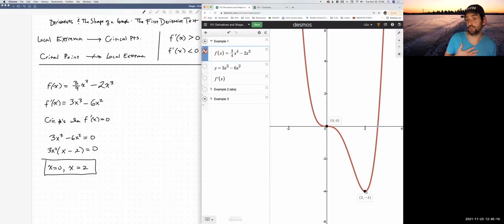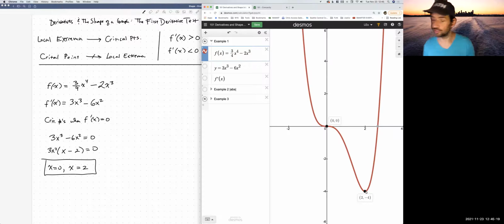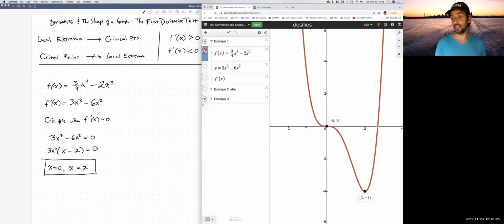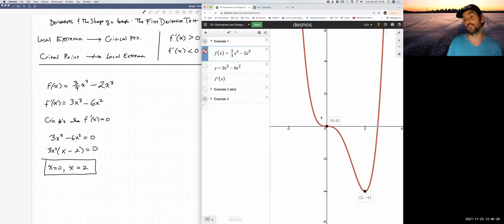What we see from this graph is that one of them is a local extrema. It turns out to be an absolute extrema, but it's also a local extrema. It's a local minimum, right? At x equals 2, we can see that that's the case. Meanwhile, at x equals 0, we do not have a local max or a local min, right?